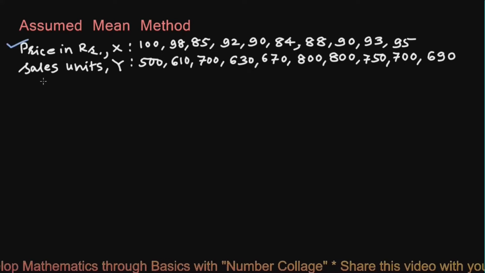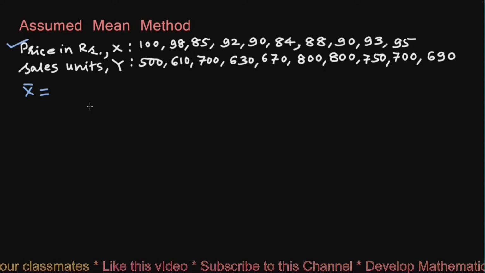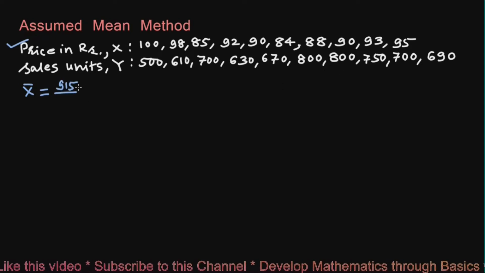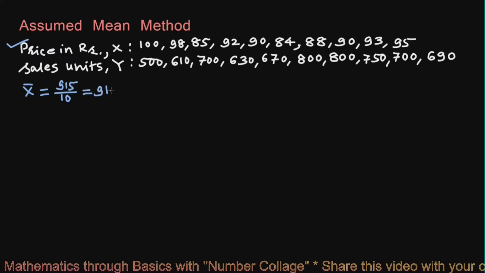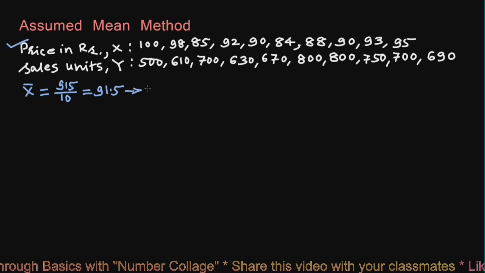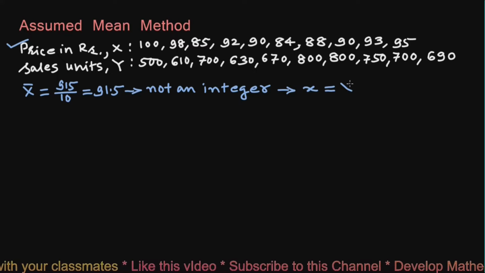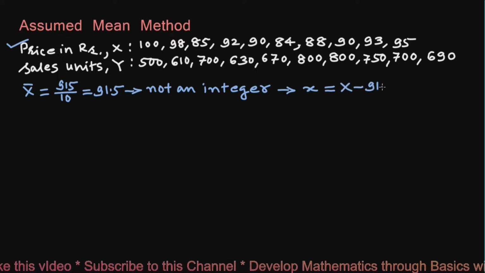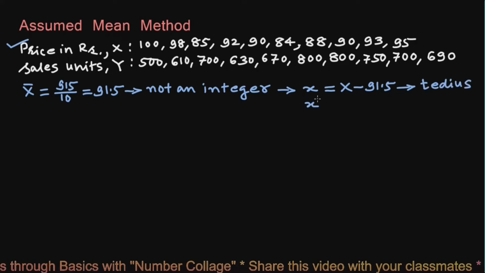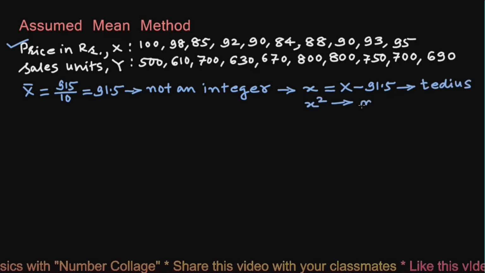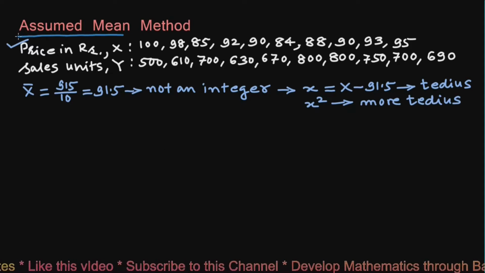In case of price in rupees, x, x bar will be summation x, which is 915 upon number of readings 10, gives us x bar equals 91.5, which is not an integer but a fraction. So to calculate dx, we have to find x minus 91.5, which is going to be a bit tedious, and x square will also be more tedious. So to overcome this difficulty, we use this assumed mean method.